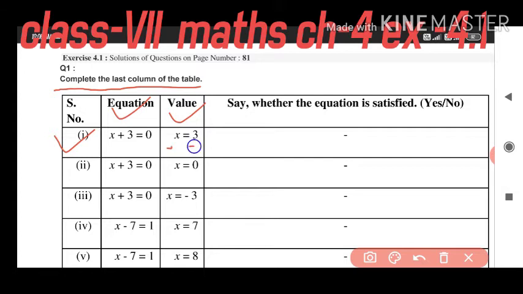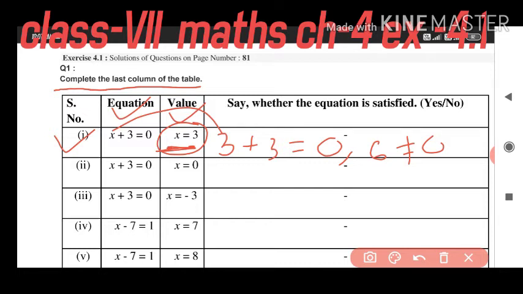Now x plus 3 is equal to 0. So what is the value of x? The value of x is 3. Then in place of x you will write 3. Then 3 plus 3 is equal to how much? 6. Here it is written 0. Now is 6 equal to 0? No, isn't it? 6 is not equal to 0. So this is not true. The value given here, x equal to 3, is not right.